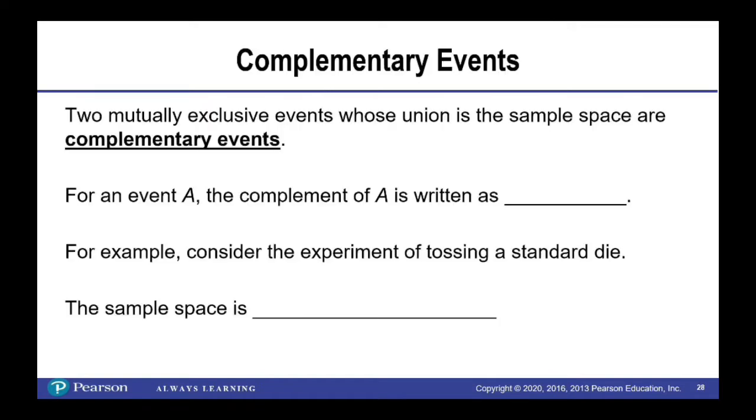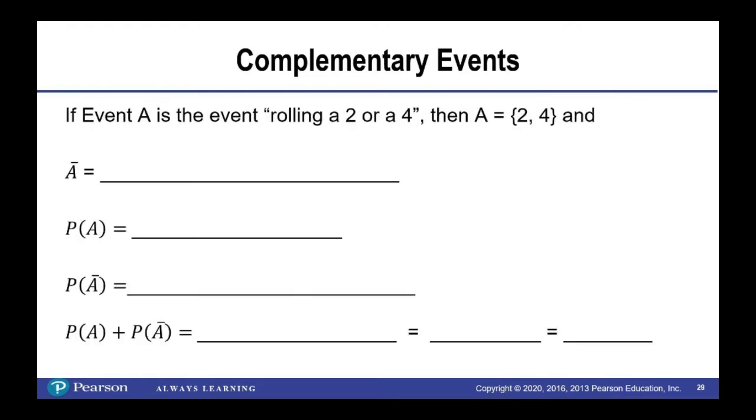Now let's look at complementary events. When I think about complementary events, I can write the complement of A as an A with a line over it. So let's suppose that I'm tossing a standard die. My sample space for my die would be 1, 2, 3, 4, 5, 6. Now, if A is the event of rolling a 2 or a 4, the complement of A, I think about not A, so everything in my sample space that is not in A.